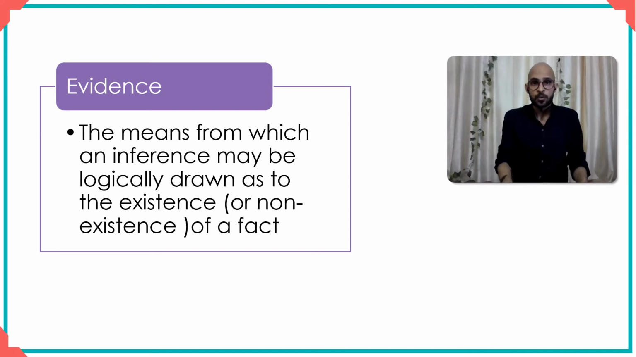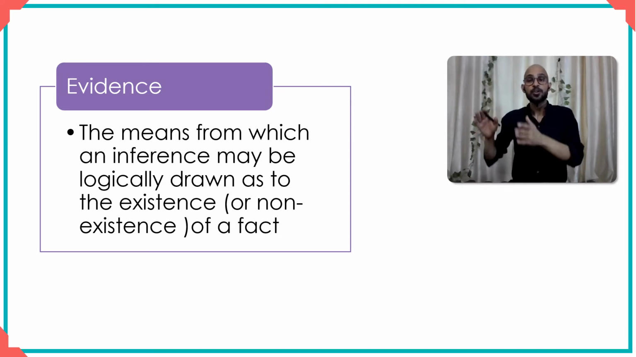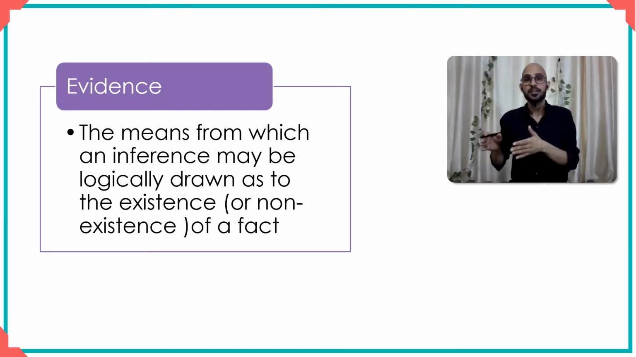Evidence, the means from which an inference may be drawn logically as to the existence or non-existence of a fact. So what is the conclusion? The conclusion is the inference. Does this fact exist or does it not exist? How do you do that? By the means of an evidence. So I hope you understand this point, that evidence is the means, proof is the consequence or the effect or the end, right?